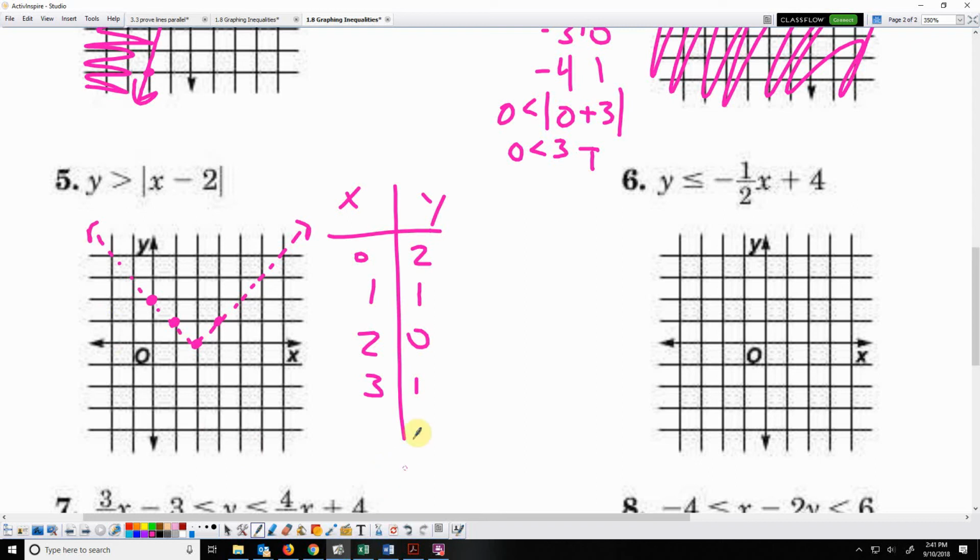Now we decide where to shade. 0 is greater than the absolute value of 0 minus 2. Okay, so that's negative 2. Absolute value is 2. 0 is greater than, I think I said less than, but 0 is greater than 2. And that statement is false. 0 is outside of the V, and it made a false statement, which means that inside of the V will make a true statement.